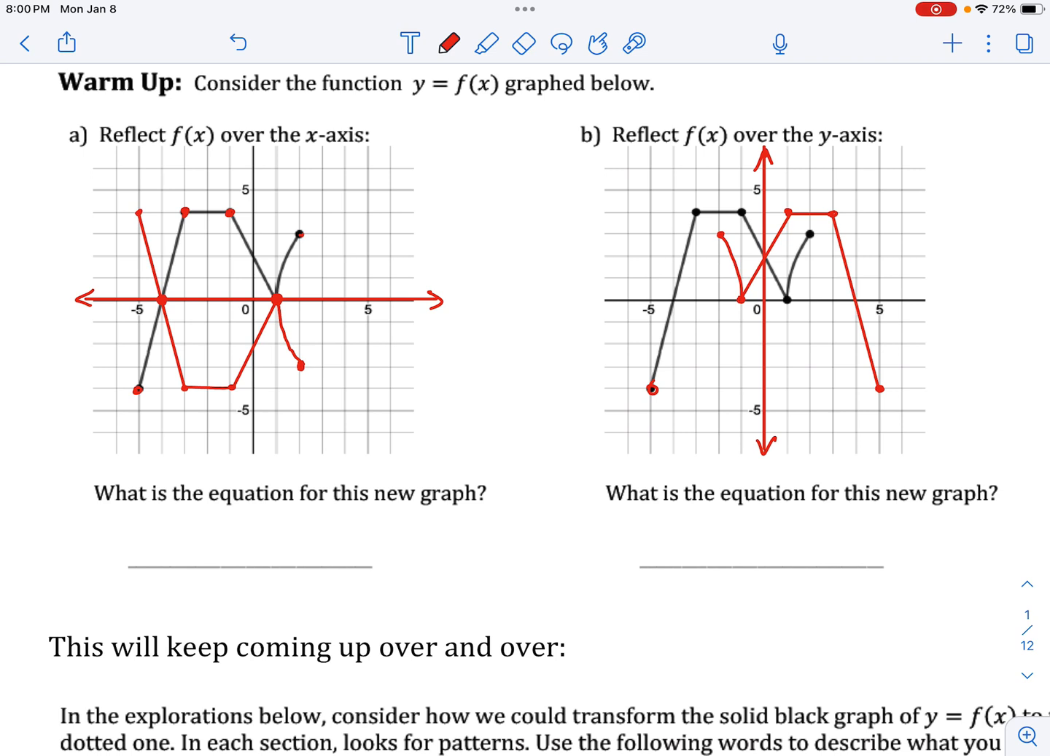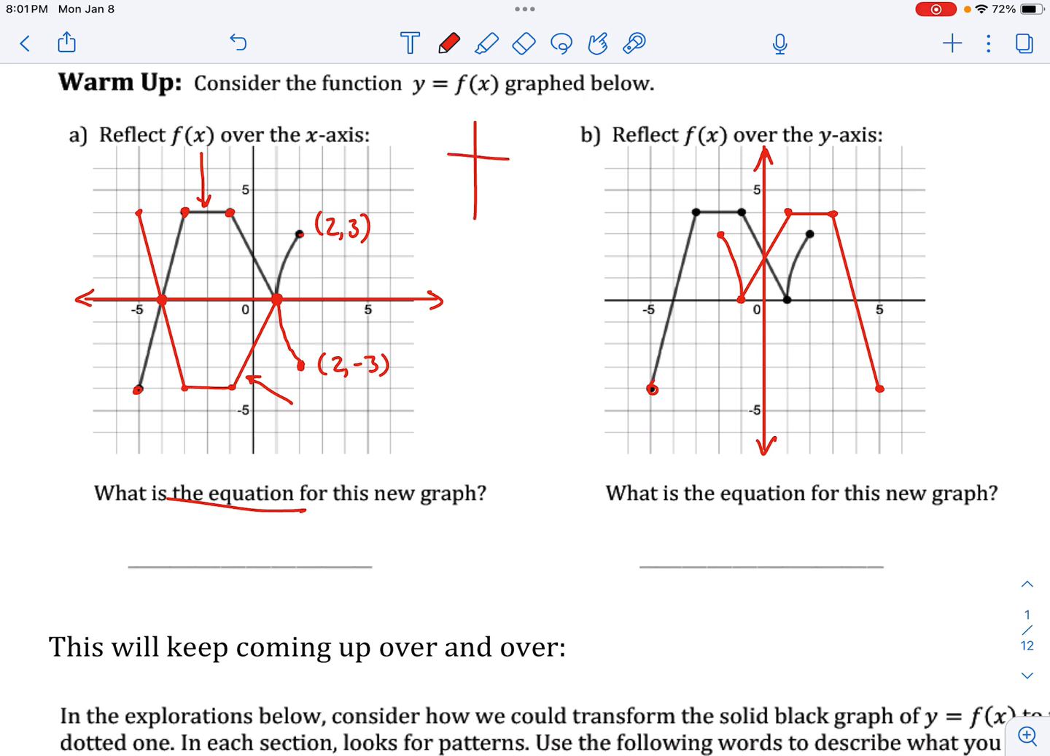But the other algebra part of this is, okay, how do we code this into an equation? If this original black thing here was f of x, what's the equation for this thing down here? What's happening numerically to all those points? One way you could do this is think about what the coordinates were before. You can always do this. This point was 2, 3, and its reflected image becomes 2, -3. What's going on?